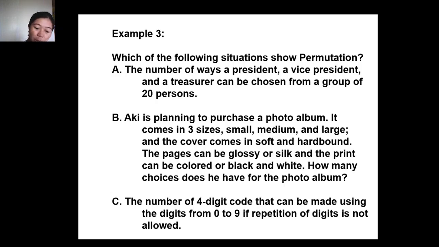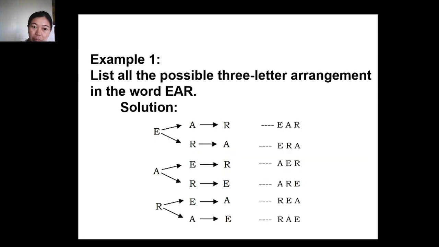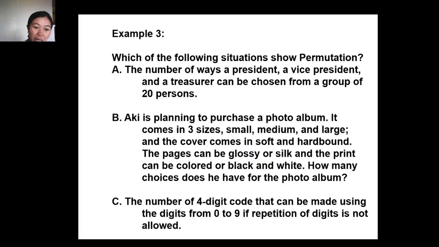Katulad din ng paggawa ng mga code sa cellphone. Pag hindi tama yung pag-enter mo ng pagkakasunod-sunod ng mga characters ng iyong ginawang code, you cannot unlock your phone. Okay, so letter C is permutation. So letter A is permutation, letter B is not permutation, letter C is permutation. Now let us proceed to another example.